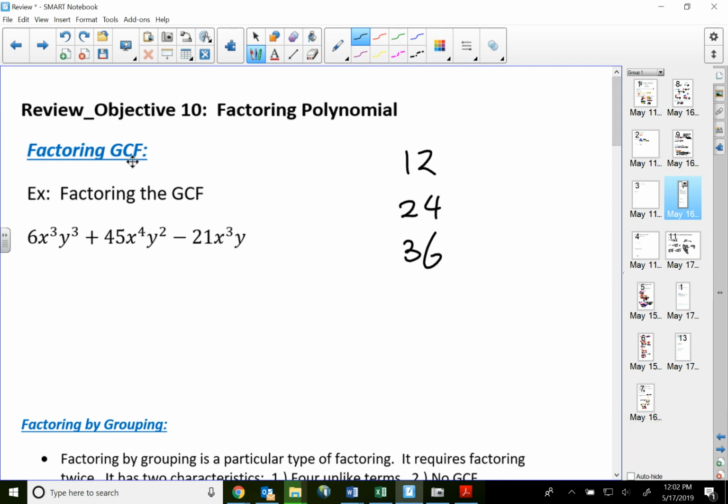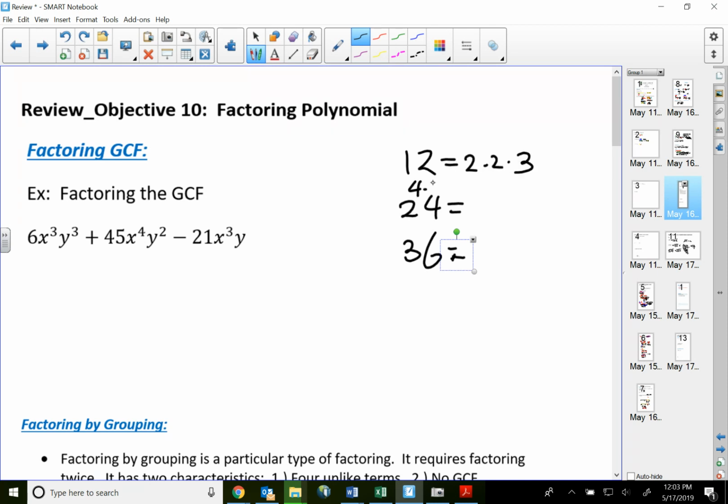All right, so let me explain the word greatest first, okay? I wrote down these three numbers here on the side: 12, 24, and 36. What I'm going to do is break them down using prime factorizations. Only write down prime numbers here. So what times what is 12? Normally students say 4 times 3. So that would be 2 times 2 times 3.